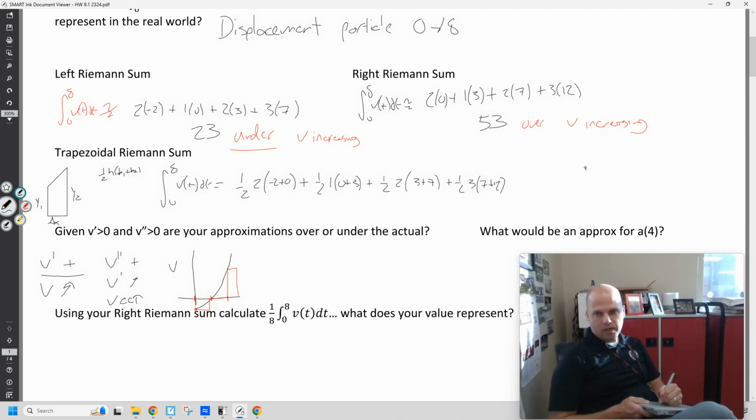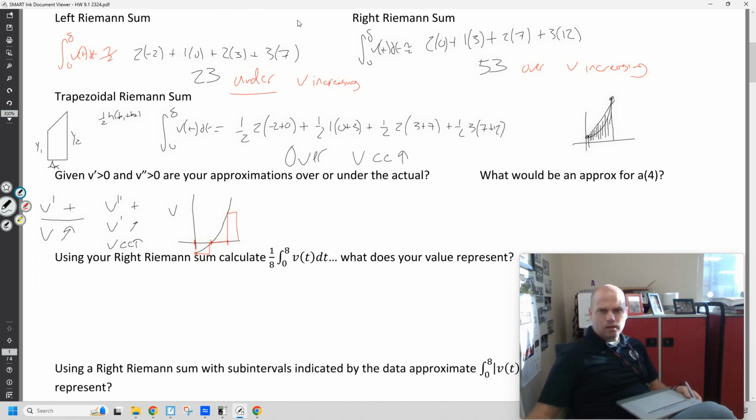Versus a trapezoidal Riemann sum, if you're talking about something curving upward and you're connecting two y coordinates with a straight line and using both of the y values, using a triangle on top of a rectangle, you see that since you're concave up, we are going to be over, we have more than what we're looking for. So it's over because v is concave up and increasing.